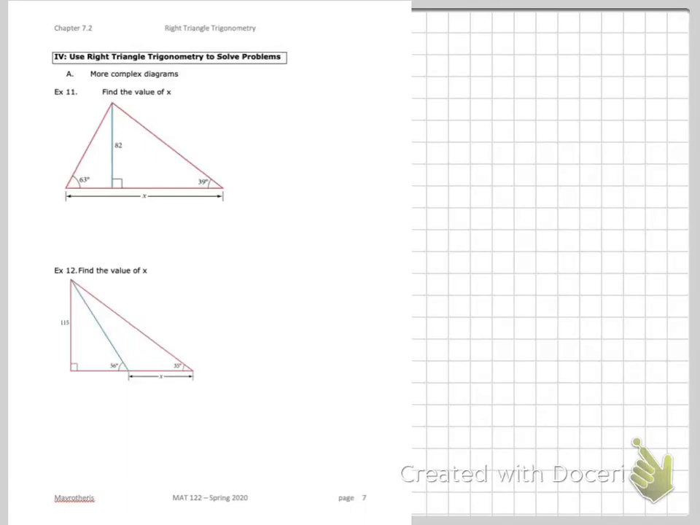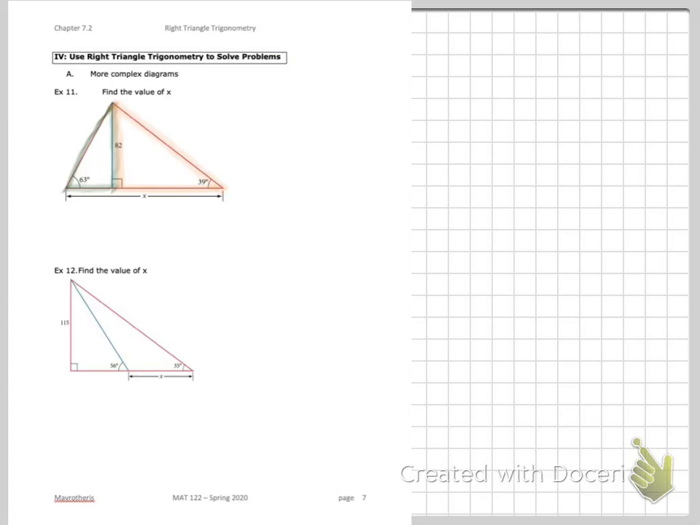Okay, chapter 7.2, right triangle trigonometry, page 7. So example 11 looks a little different than what we're used to. What we can see, though, is that we have a right triangle here. Okay, and then we can take a look at a separate right triangle. And between these two, we can find the length of that entire bottom piece.